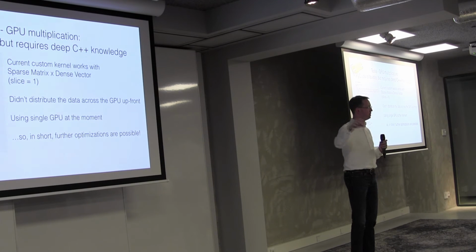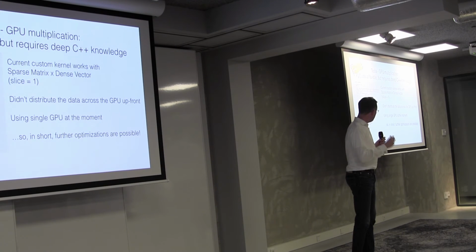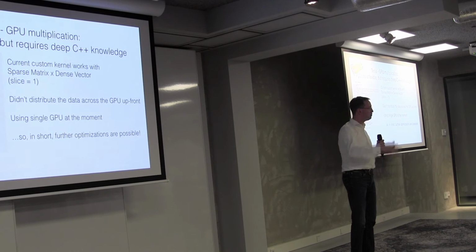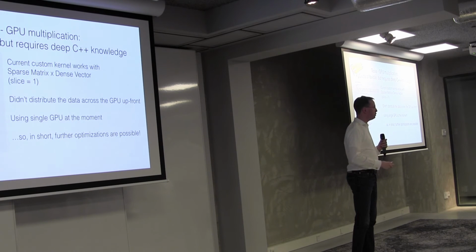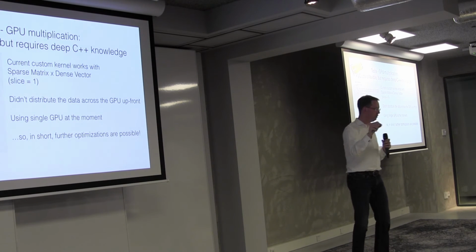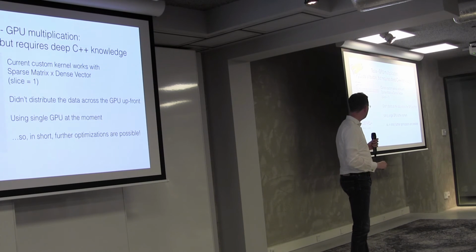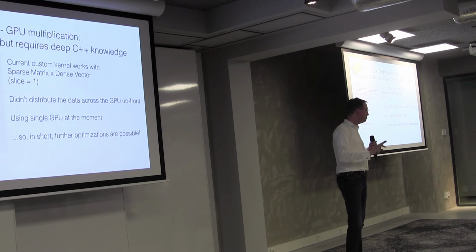You have to find the index, and you cannot guess where the non-zero elements are exactly. So what we did is a sparse matrix times a dense vector. This S vector had to be dense, so the zero is still in there, and then the sparse matrix would be serving as the vector that determines where we look for values in memory. We didn't distribute the data across the GPUs yet, so we're using a single GPU at the moment.